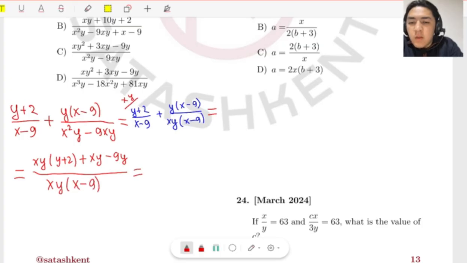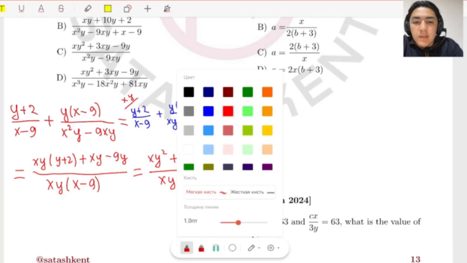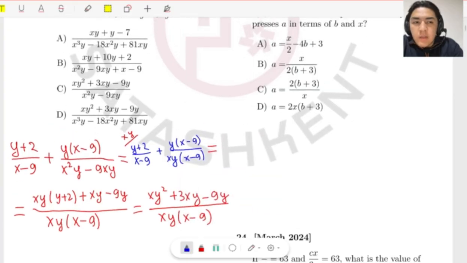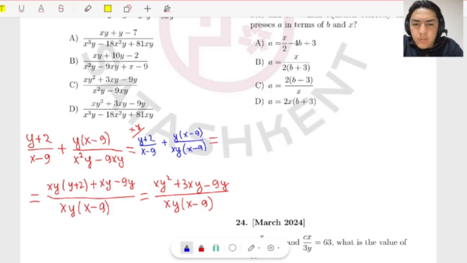And at the end of the day, you will have what? Xy squared plus 2xy, and that plus xy, it's going to be plus 3xy minus 9y over xy multiplied by x minus 9. Yes. And the only thing left now is comparing this with the options. If you look at them, the numerator is the same only in C and D.